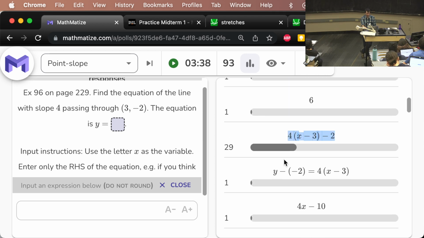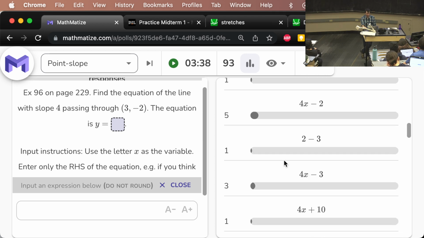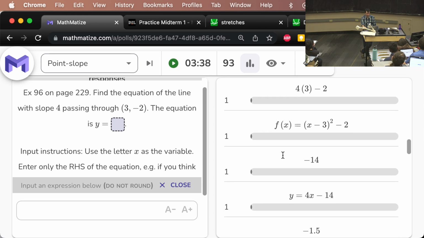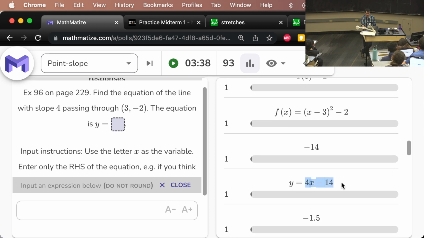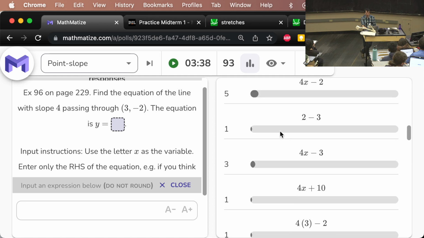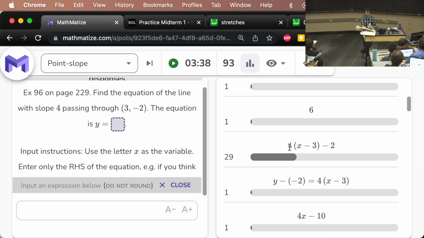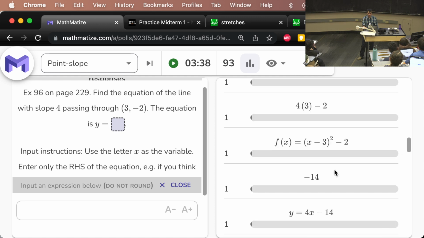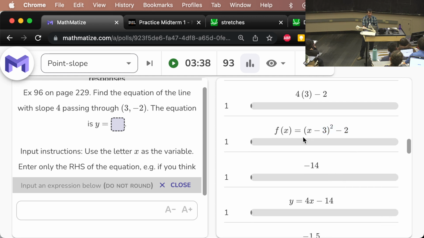OK, 29 people answered that. What else did people do? Lots of 4x's with different pluses. This person wrote it as an f. Y equals 4x minus 14. 4x minus 14 is the same as this one, right? If you expand this out, it's minus 12, minus 2, minus 14. So that is actually the same as this answer. This person has a squared. There's no squared.